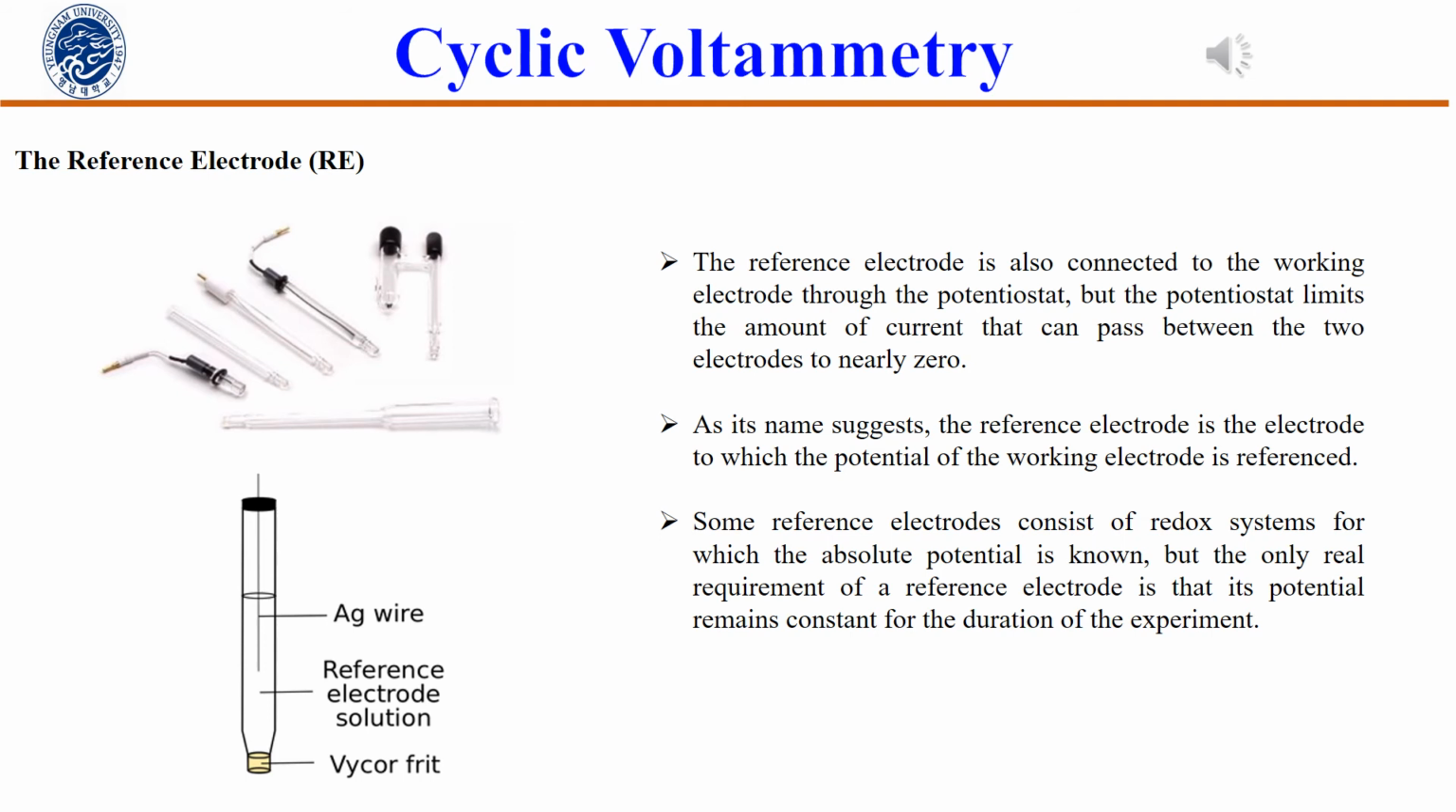Usually in our laboratories or for any industrial purposes, the common reference electrodes are Ag/AgCl, where an Ag wire is in a solution of 10 millimolar Ag plus.